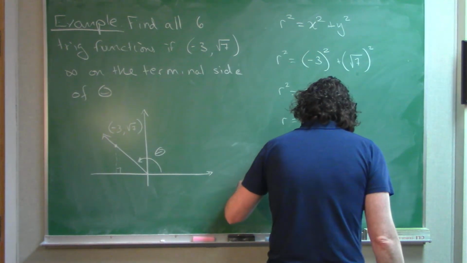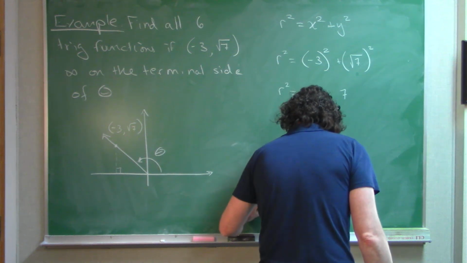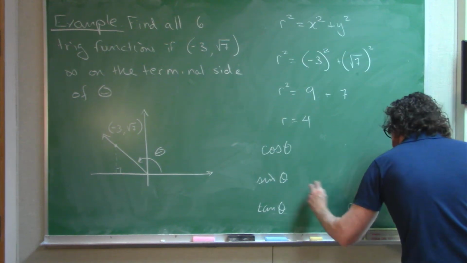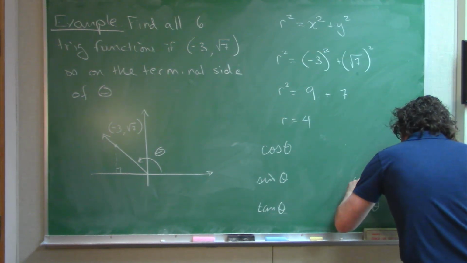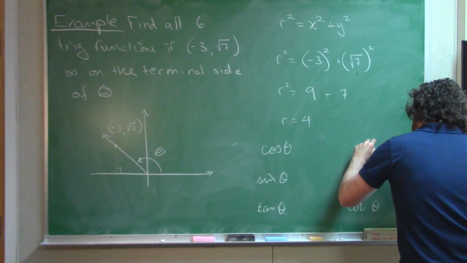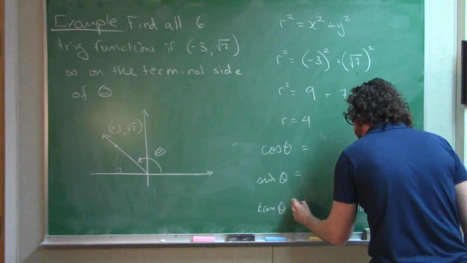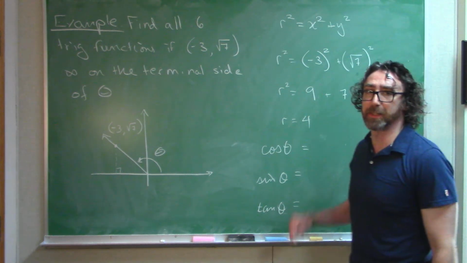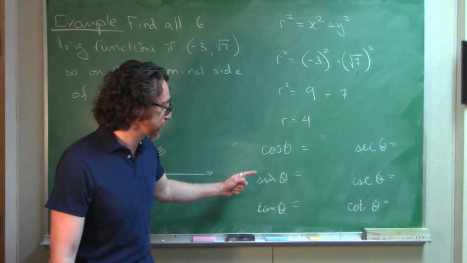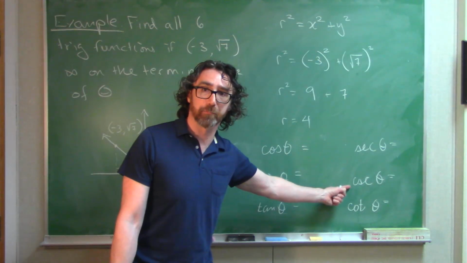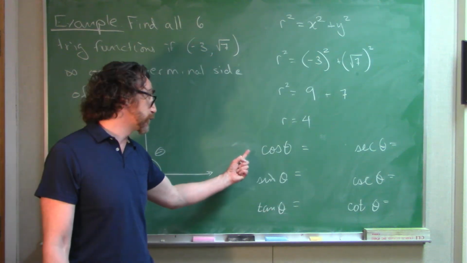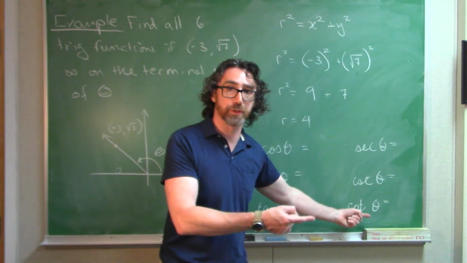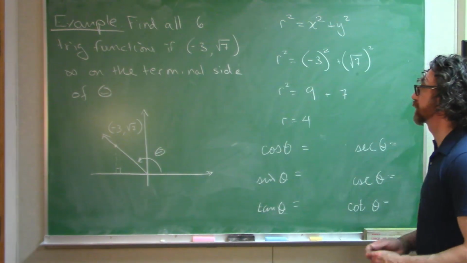And now we can write down our 6 trig ratios: cosine theta, sine theta, tan theta, cotan theta, cosecant theta, secant theta. When you first start out working with these, I would recommend you write them in the exact same way every time: cosine, sine, tangent, secant, cosecant, cotangent. Get used to cosine being paired up with secant and sine being paired up with cosecant. Now we've got all our information here.